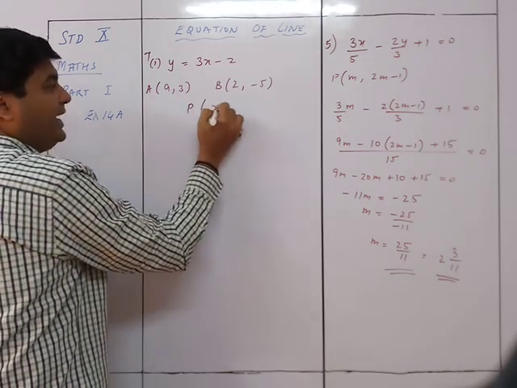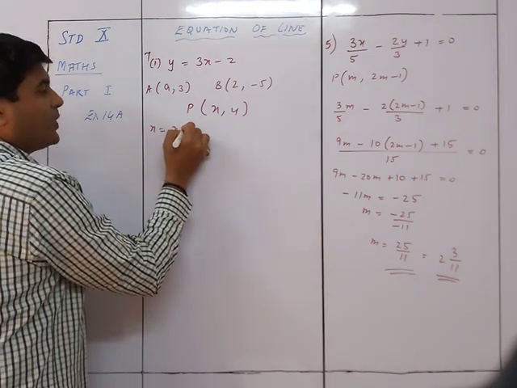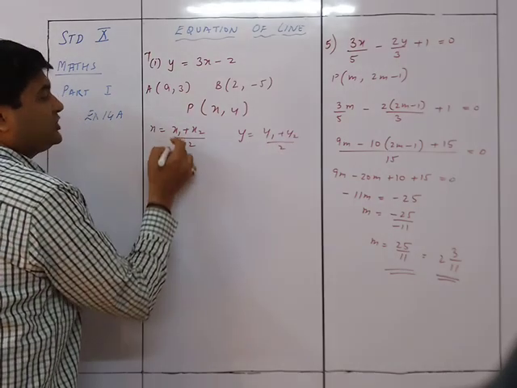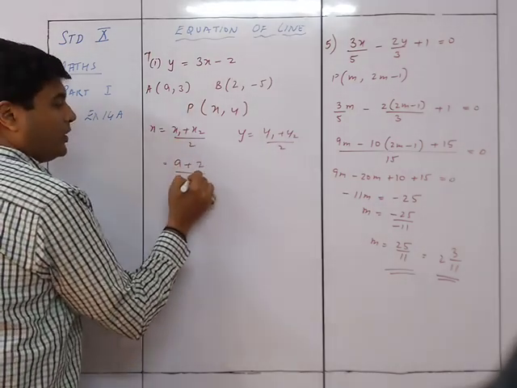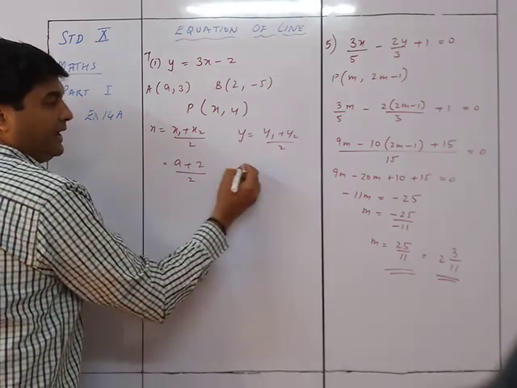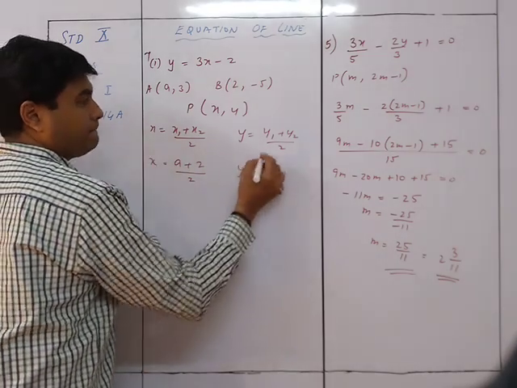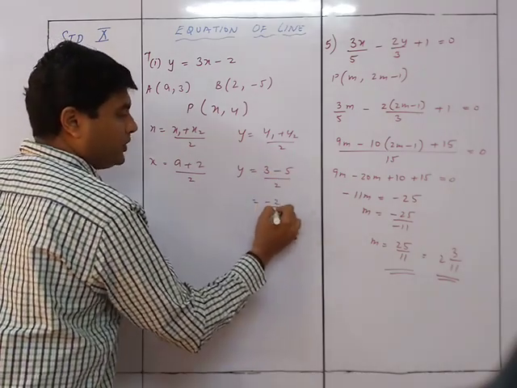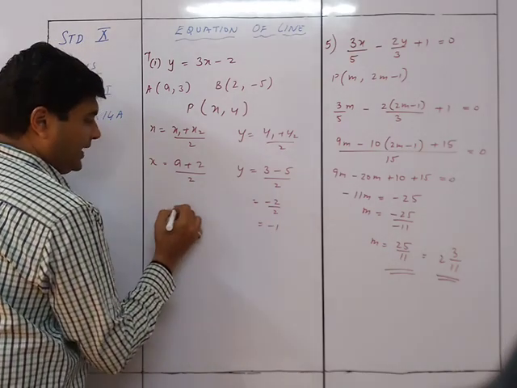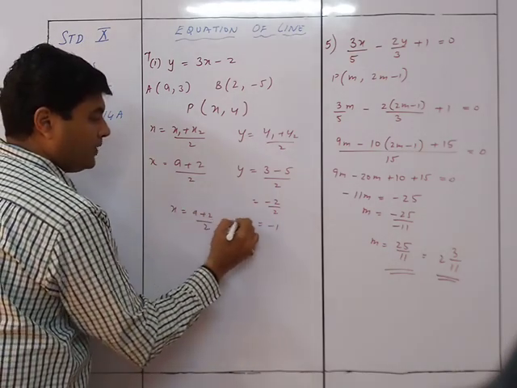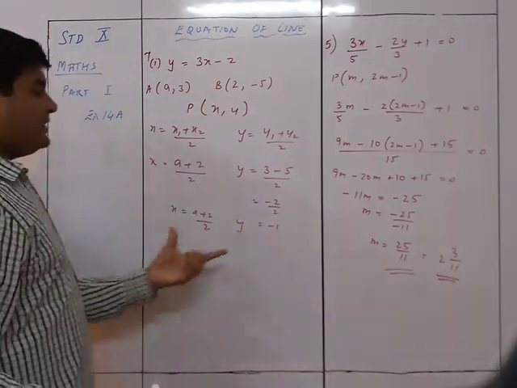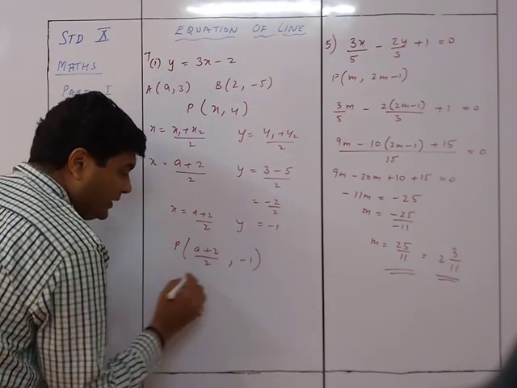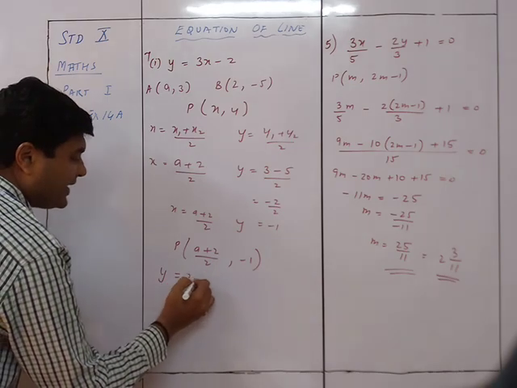So we have midpoint is x comma y. So x is equals to x1 plus x2 upon 2, y is equals to y1 plus y2 upon 2, where x is a plus 2 upon 2, and y is equals to 3 minus 5 upon 2, which is minus 2 upon 2, equals minus 1. So here x is equals to a plus 2 upon 2 and y is minus 1. They are given that this point P, a plus 2 upon 2 comma minus 1, is lying on the line y is equals to 3x minus 2.